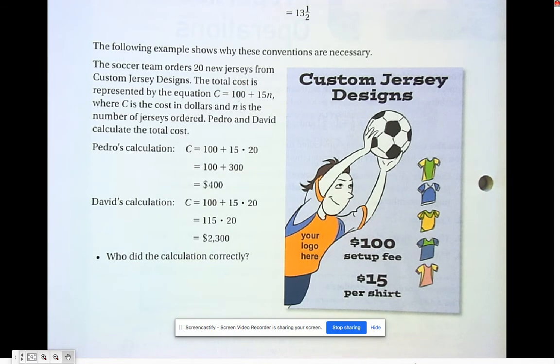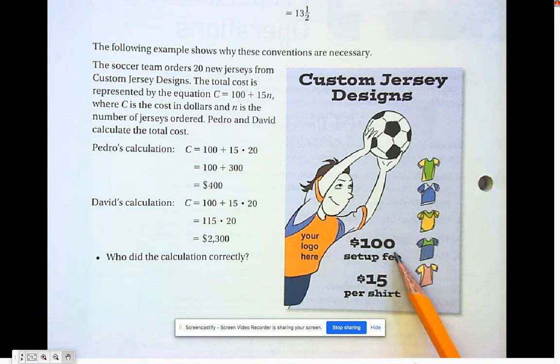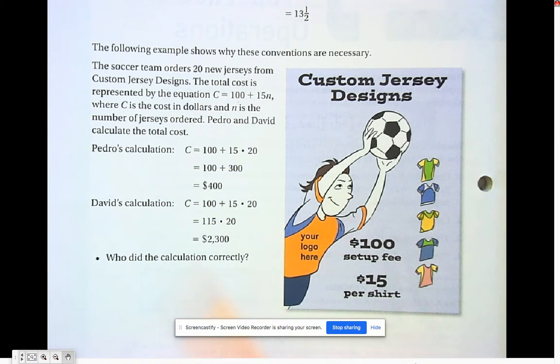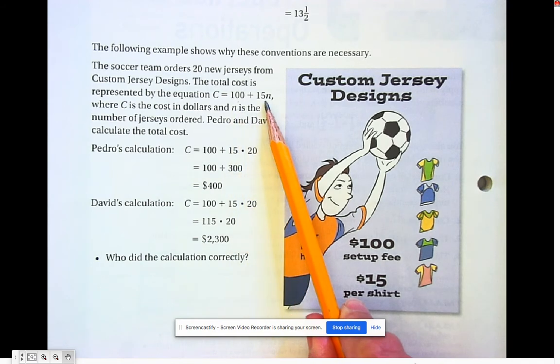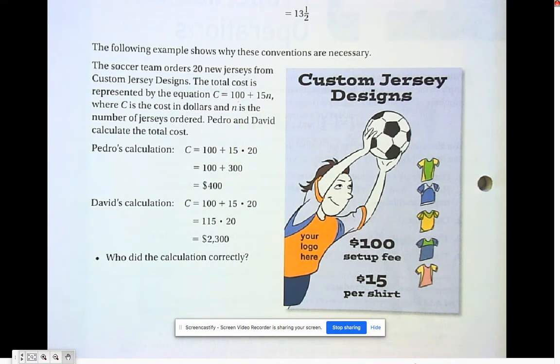Let's see where this equation is even coming from. If you look at the picture over here, it's saying that you can get this custom jersey if you pay $100 in a setup fee and then $15 per shirt. And they wanted to get 20 of these in total. So they knew they'd have to pay the $100 plus $15 per shirt. That's where the 100 plus 15n, where n was the number of shirts, came from to get the cost.